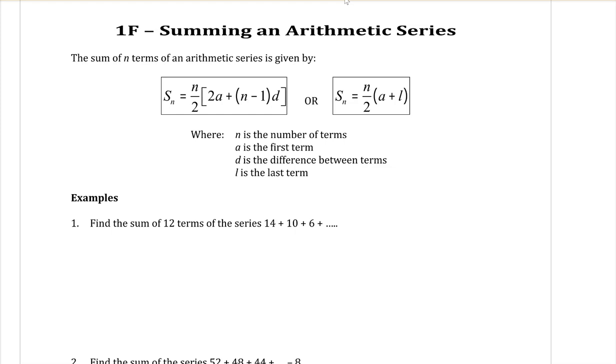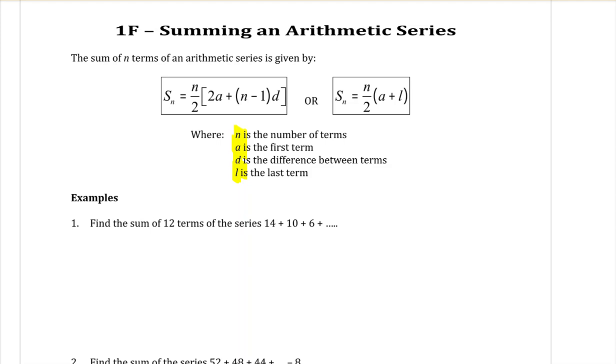The second one that we have is useful though. This one you can use if you know the last term in the series, and it saves you a little bit of subbing in. So it's just n over 2 bracket a plus l, where l is the last term in the series that you want to sum. Okay, so all those letters are there for you. So n is the number of terms as always. A is the first term, d is the difference, and l is the only new letter we have in there, which is for that last term, like I said.